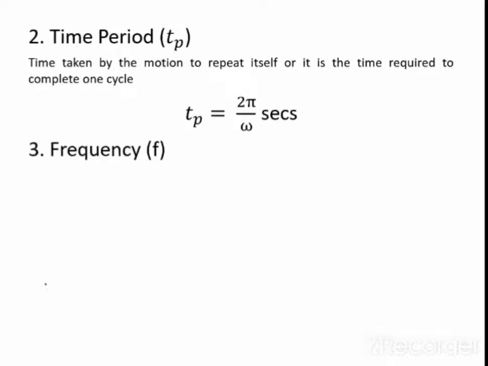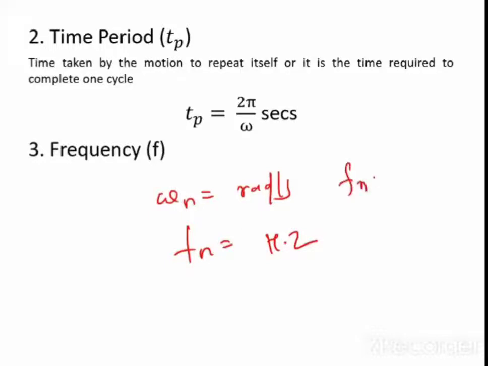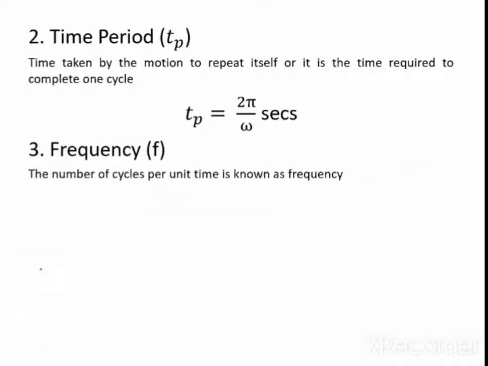Next, frequency. Now, what is frequency, F? Remember that omega n is the natural frequency in radian per second, and Fn is also the natural frequency, which is in hertz. Have you understood the difference? Omega n is the natural frequency in radian per second, and Fn is the natural frequency in hertz. And this Fn is always equal to 1 upon omega n, so we will understand that later on. The number of cycles per unit time is known as the frequency.